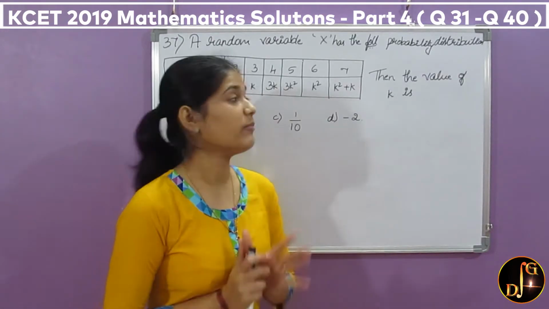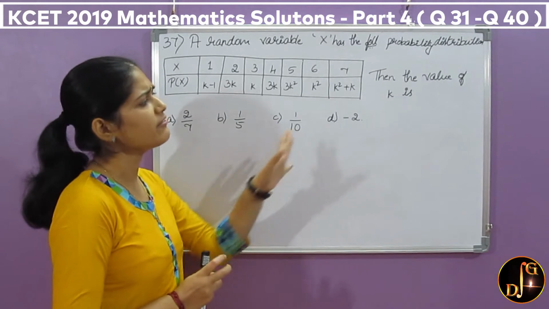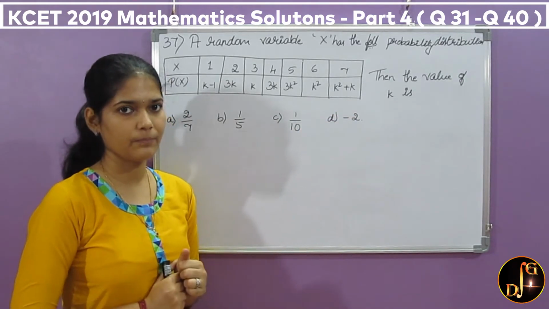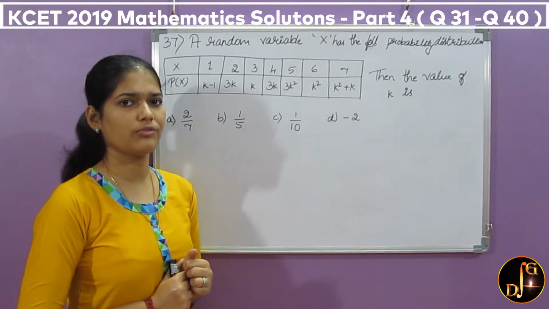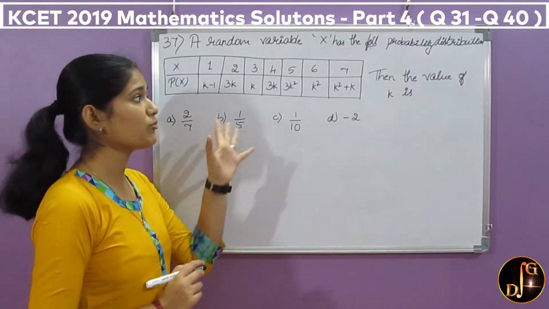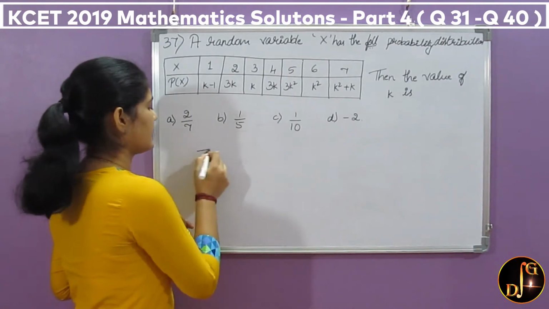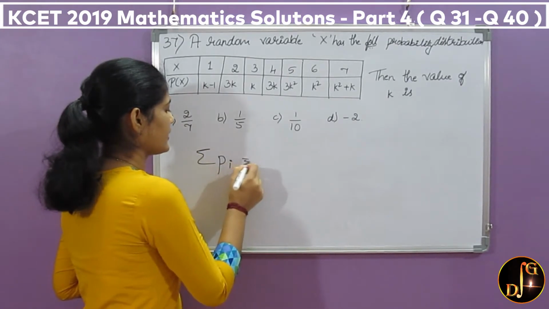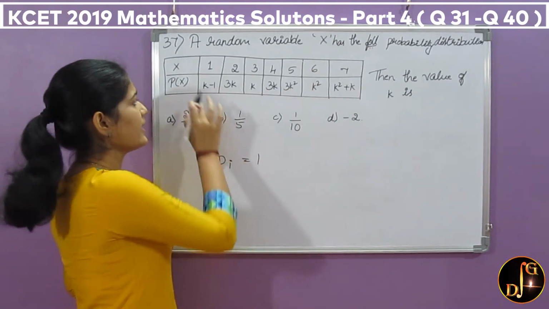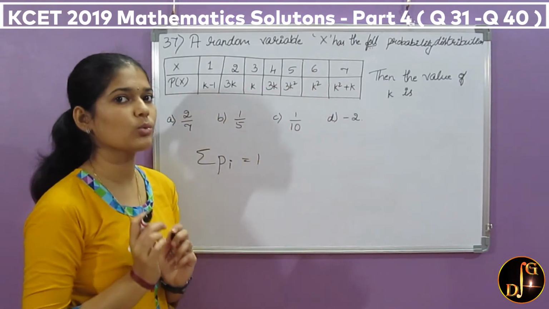In this problem, we have a probability distribution and we have to find the value of k. How to find the value of k? We know the formula, that is sum of the probabilities is equal to 1, right? That is summation p_i is equal to 1. Here these are the probabilities. So sum of these is equal to 1.